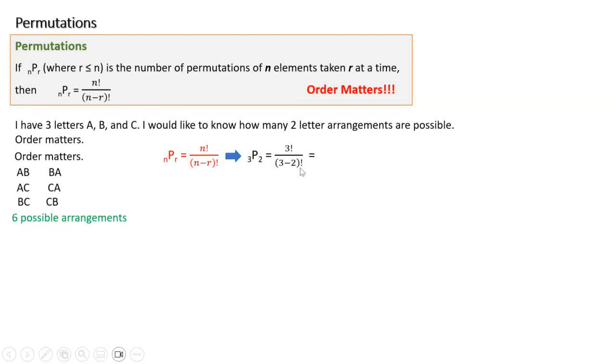Which would be 3 factorial over 3 minus 2 factorial. There will be 3 factorial over 1 factorial, which will be 3 times 2 times 1 divided by 1, which will give us 6. That's where this comes from. You can put it into the calculator, guys, but at times it's good to know how to do it by hand. And if a calculator is permitted, well, then use your calculator.